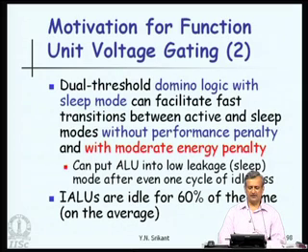So, there is something called dual threshold domino logic with sleep mode. This is an electronic circuit, and this can facilitate very fast transitions between active and sleep modes. So, in other words, when a function unit is in active state, the full voltage is applied to it, and when it is in sleep state, the voltage is made 0. So, this is the transition that we are talking about between active and sleep state.